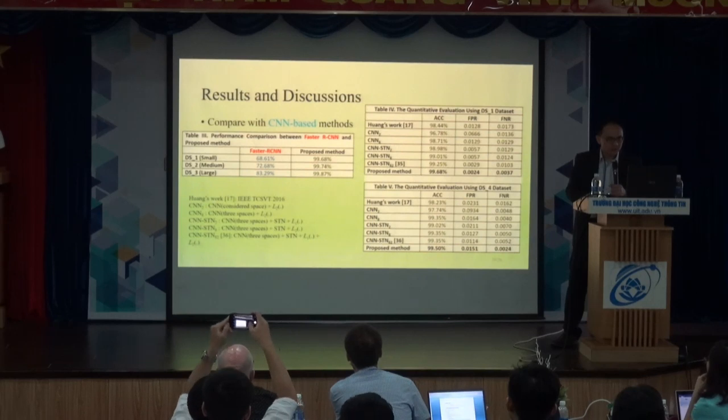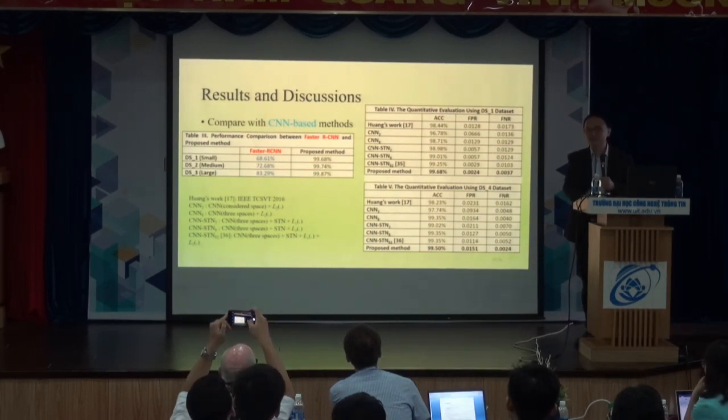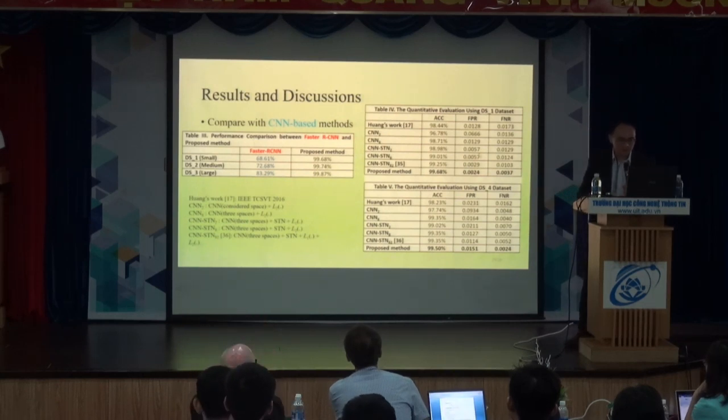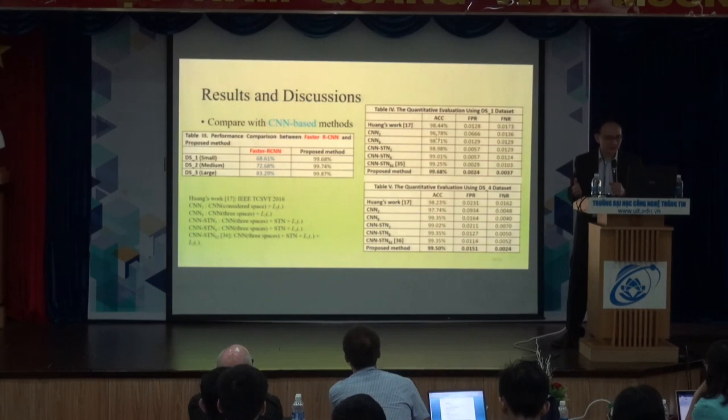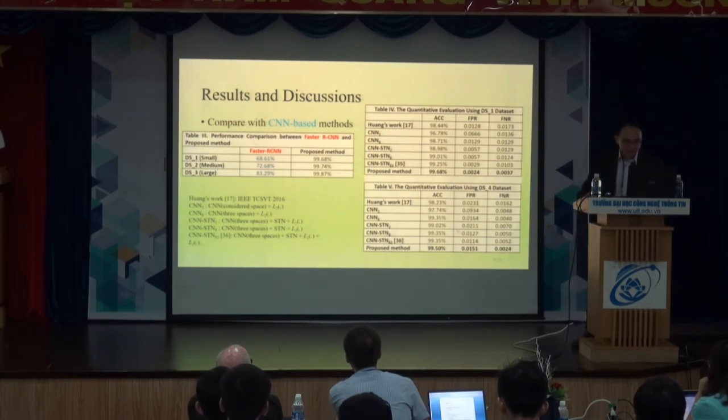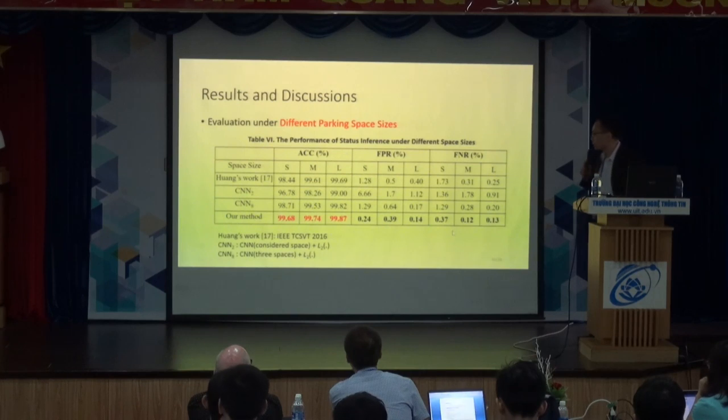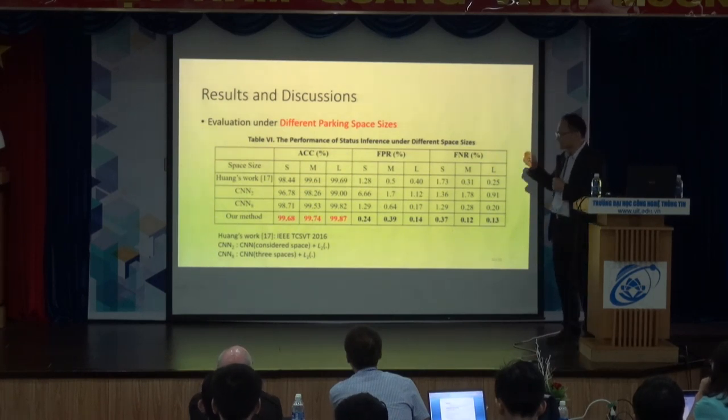And compared with other neural network methods, we designed several versions, but we find that if you simply treat deep learning as a black box, you can have some performance, but only go to 96, 97, something like that. But if you design it well, your performance can go to 99.6. And this is the other data set. And don't forget, we also have the parking space size problem.